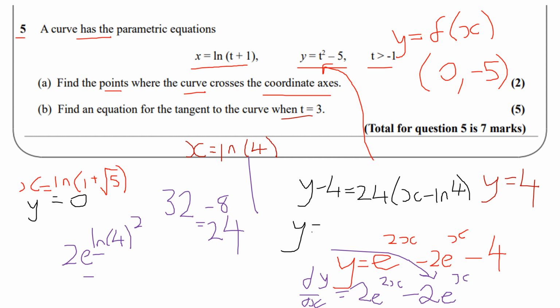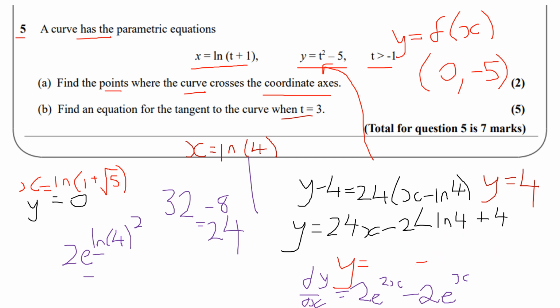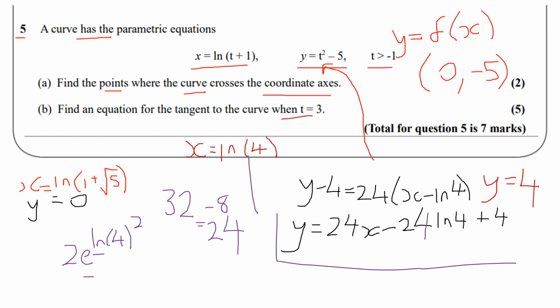We're going to have y is equal to 24x. Be very careful here. Minus 24 log 4, and then plus that 4. And that's my answer in exact form. If you want to simplify it, bring that into your Casio and then round that to 1, 2, or 3 dp. But me personally, I like to leave things in exact form, so we don't make room for error. But that, guys, is my answer to part B.